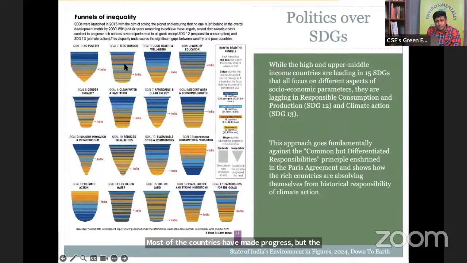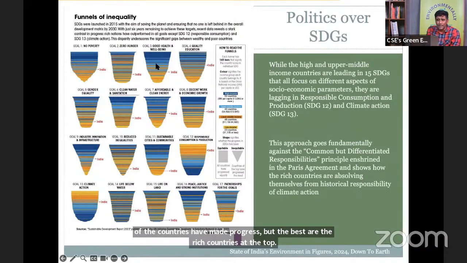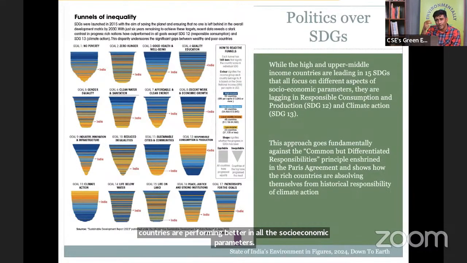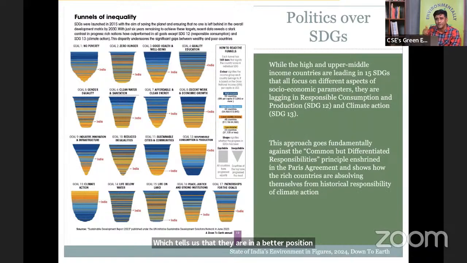In zero hunger, it's a mixed bag kind of a thing. In good health, again, it's the same thing. So the rich countries are performing better in all the socioeconomic parameters, which tells us that they are in a better position to operate on two SDGs, which are climate action, which is at the bottom. Climate action is goal 13, where you see that instead of the developed countries, it is the poor countries which are taking the lead more aggressively.